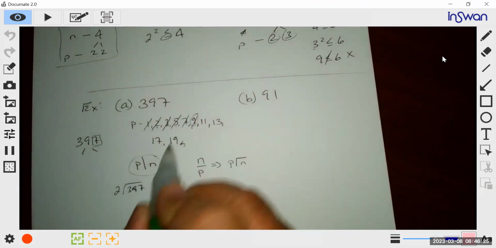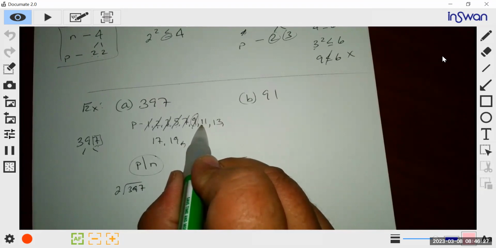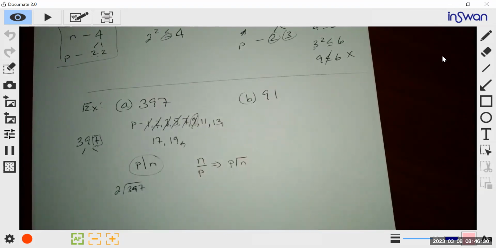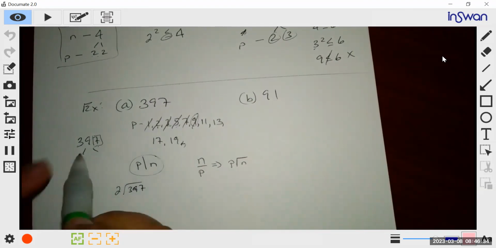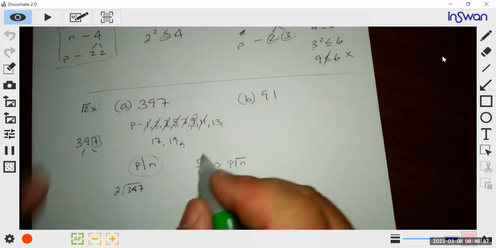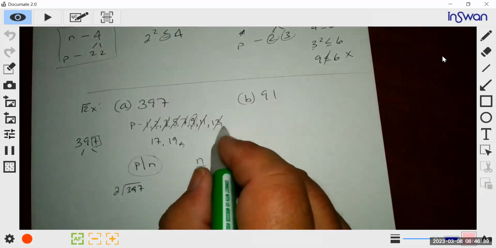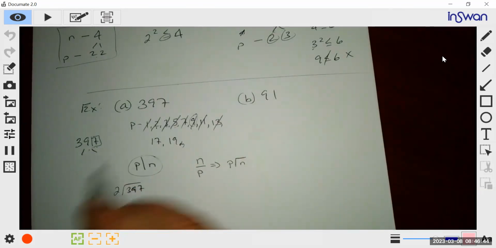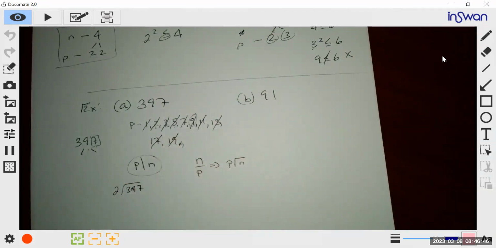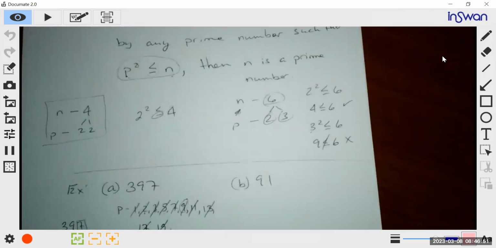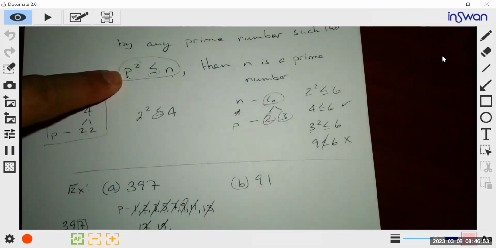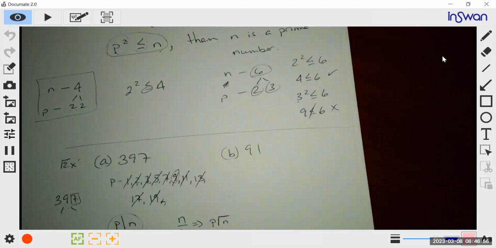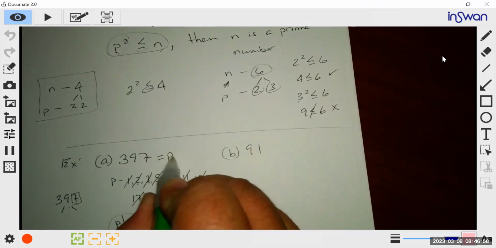Is it divisible, not by 7, is it divisible by 11? No, because 11 times 11 is 121. 121 times 11 is bigger than 1,000, so that's not. Same thing with 13. 13 times 13 is 169. So 169 times 13 is going to be bigger than that. So since it's not divisible by any of the first prime numbers, all the way up to P squared being less than or equal to 397, that means this is a prime number.